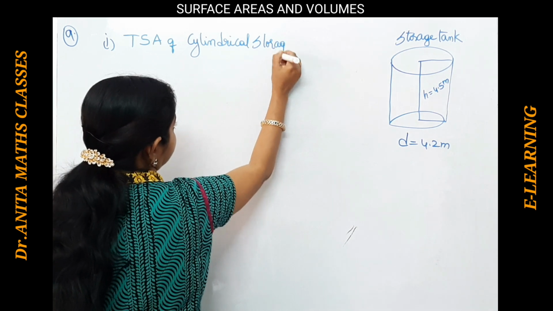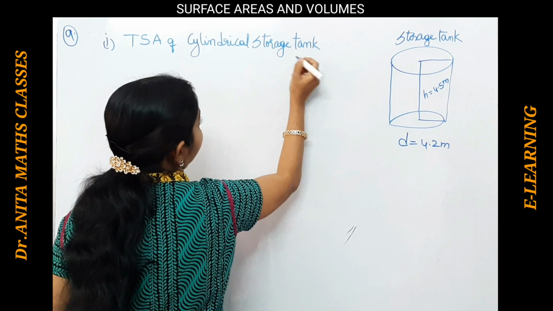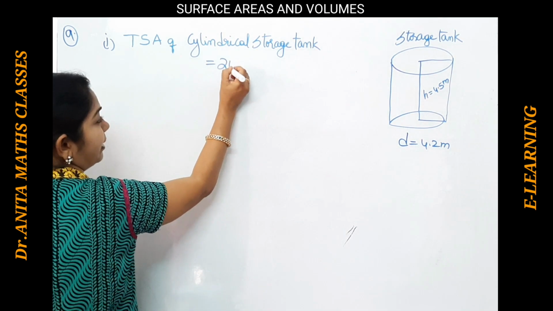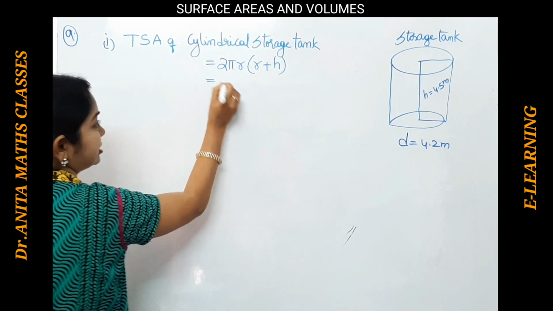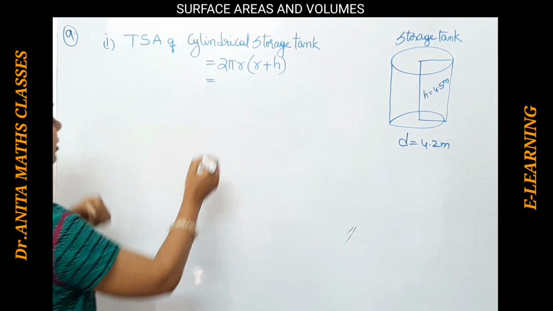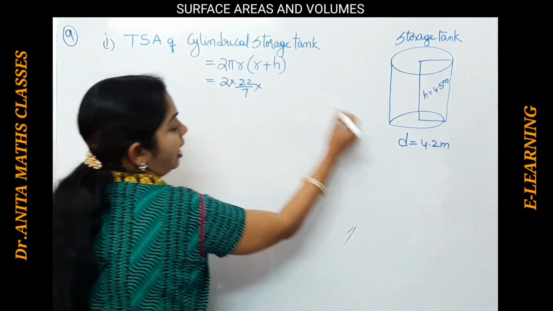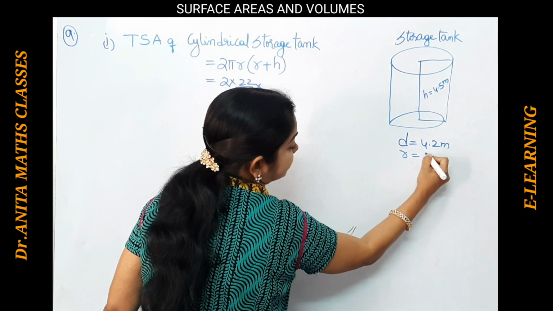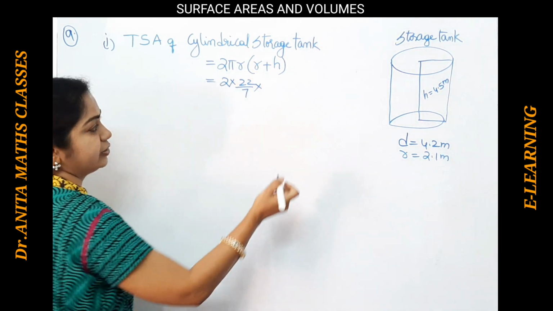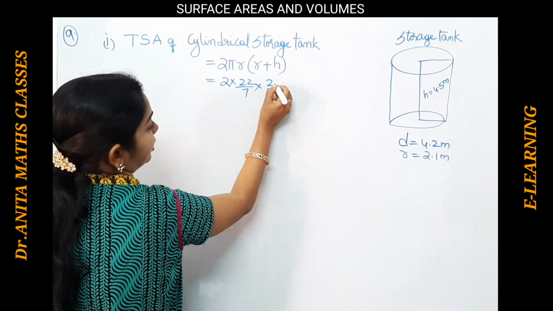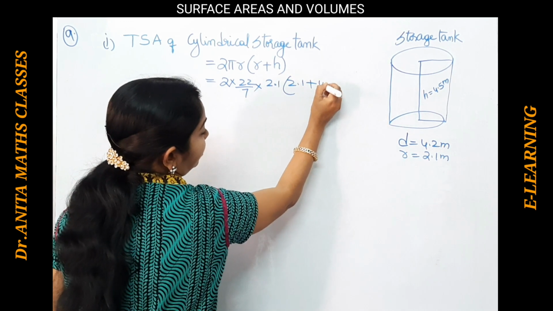Storage tank, we will write. So the formula for this is 2πr(r + h). This is the TSA of a cylinder. Now here, 2 into 22 by 7 into r, which is half of 4.2, that is 2.1 meters, into 2.1 plus h, which is 4.5.